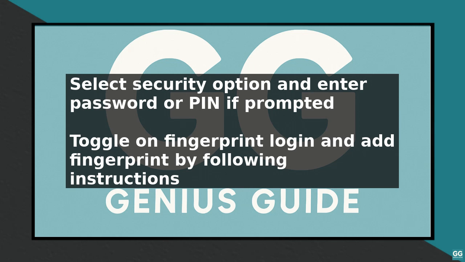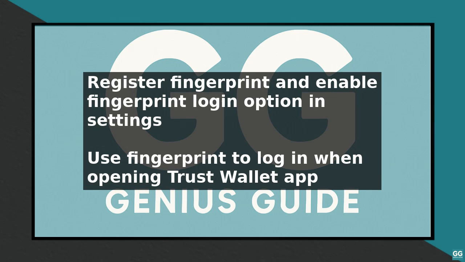To send cryptocurrency using Fingerprint Login, open the Trust Wallet app and select the Send option. Choose the cryptocurrency you want to send and enter the recipient's wallet address. Enter the amount you want to send and select the next option.